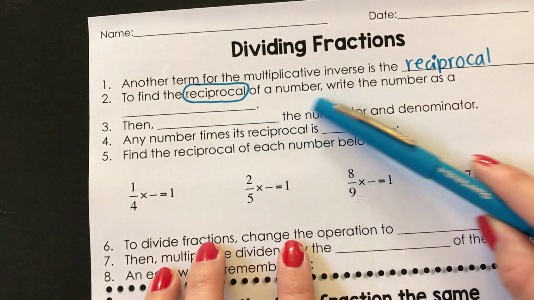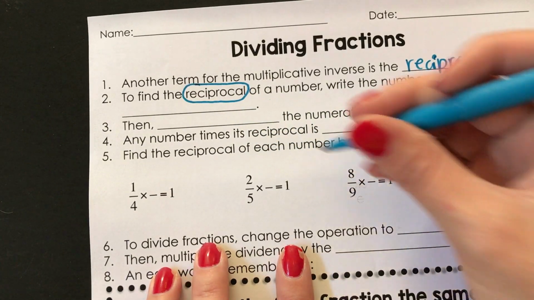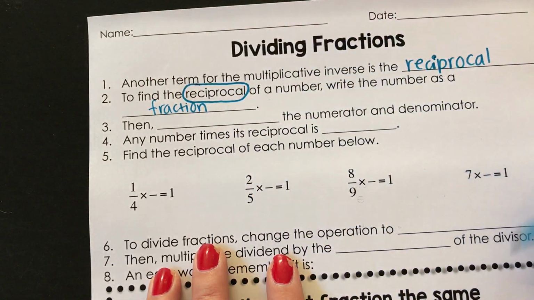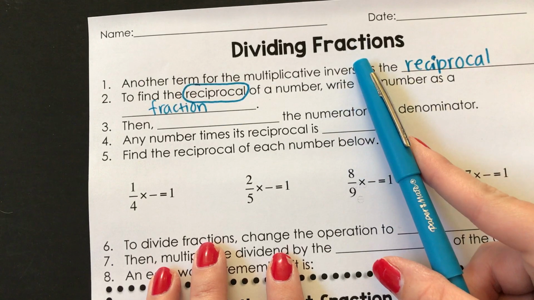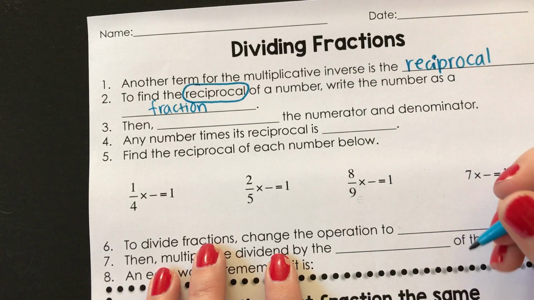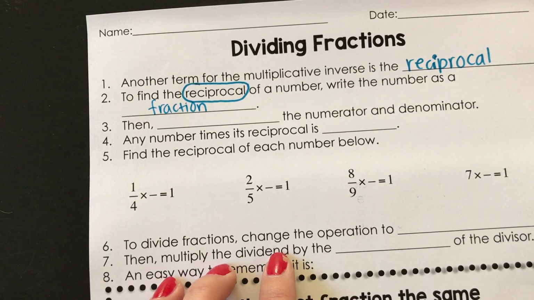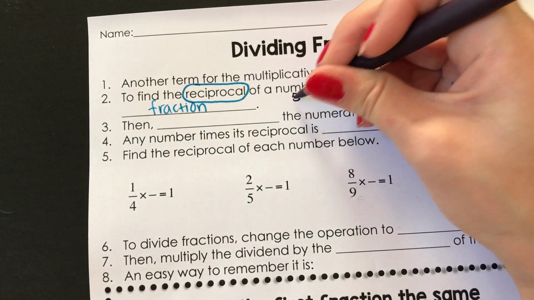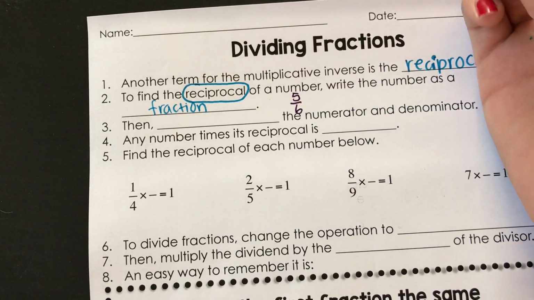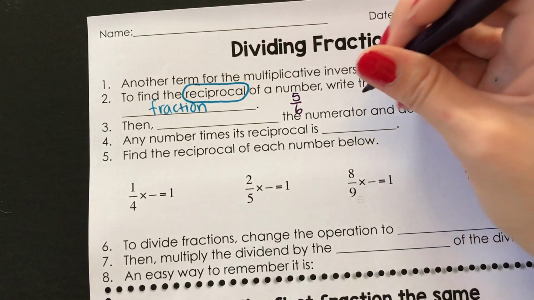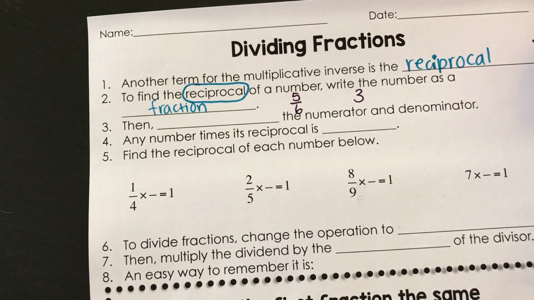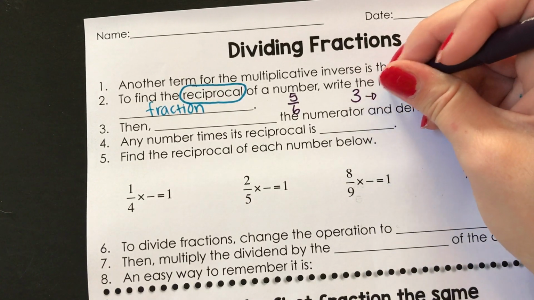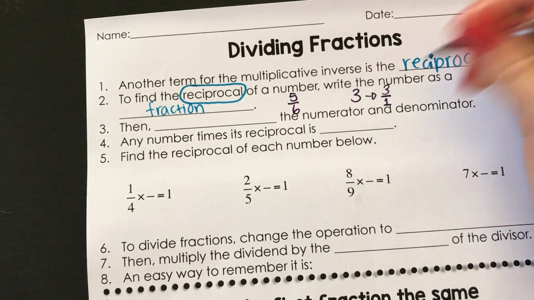To find the reciprocal of a number, you need to write the number as a fraction, because that is what we are doing. We're dividing fractions. For example, I'm going to use a new color. And if I have a fraction, I have 5 over 6. Is this already a fraction? Yes, it is. So then I'm ready. If I have just the number 3, I'm not ready. I need to change this to a fraction. In this case, this would be 3 over 1, because that is a whole number.